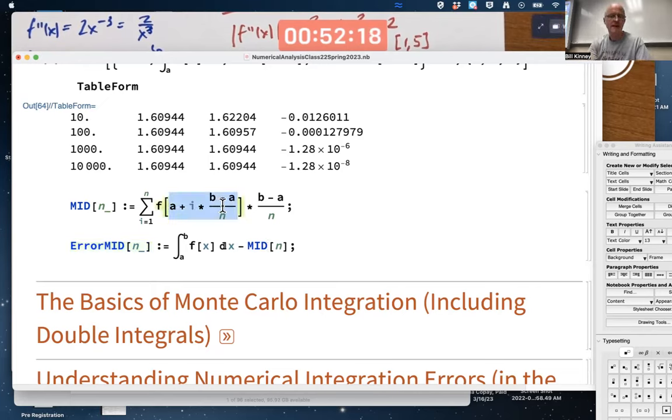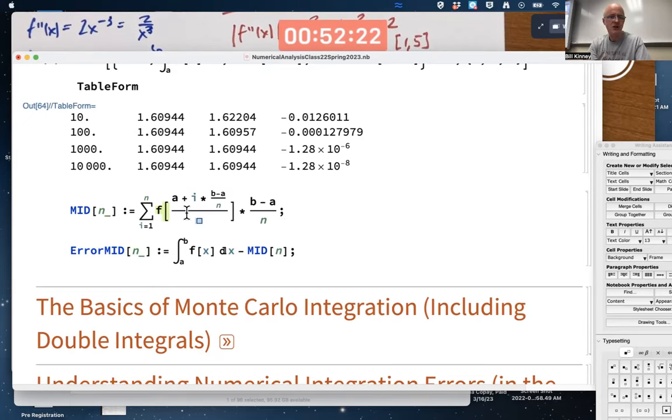To get it to be the midpoint, let's see, I'm going to do this. I'm going to average these xi's here.